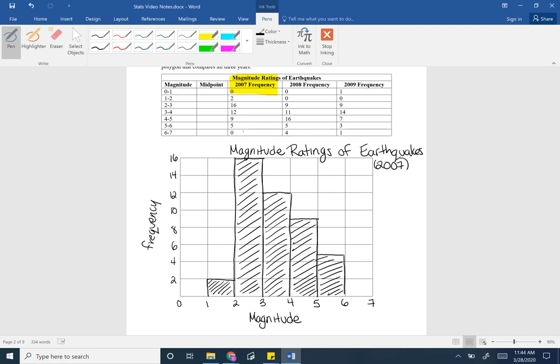If I want to create a frequency polygon of this, what we're going to have to do is find the midpoints of each interval. Well, this is kind of where this piece of the data is going to come in. So if we're looking at the magnitude from 0 to 1, the midpoint between 0 and 1 is 0.5. The midpoint between 1 and 2 is 1.5. The midpoint between 2 and 3 is 2.5. I'm sure you can see a pattern here. So we're just going to fill in the rest of these: 3.5, 4.5, 5.5, and 6.5.